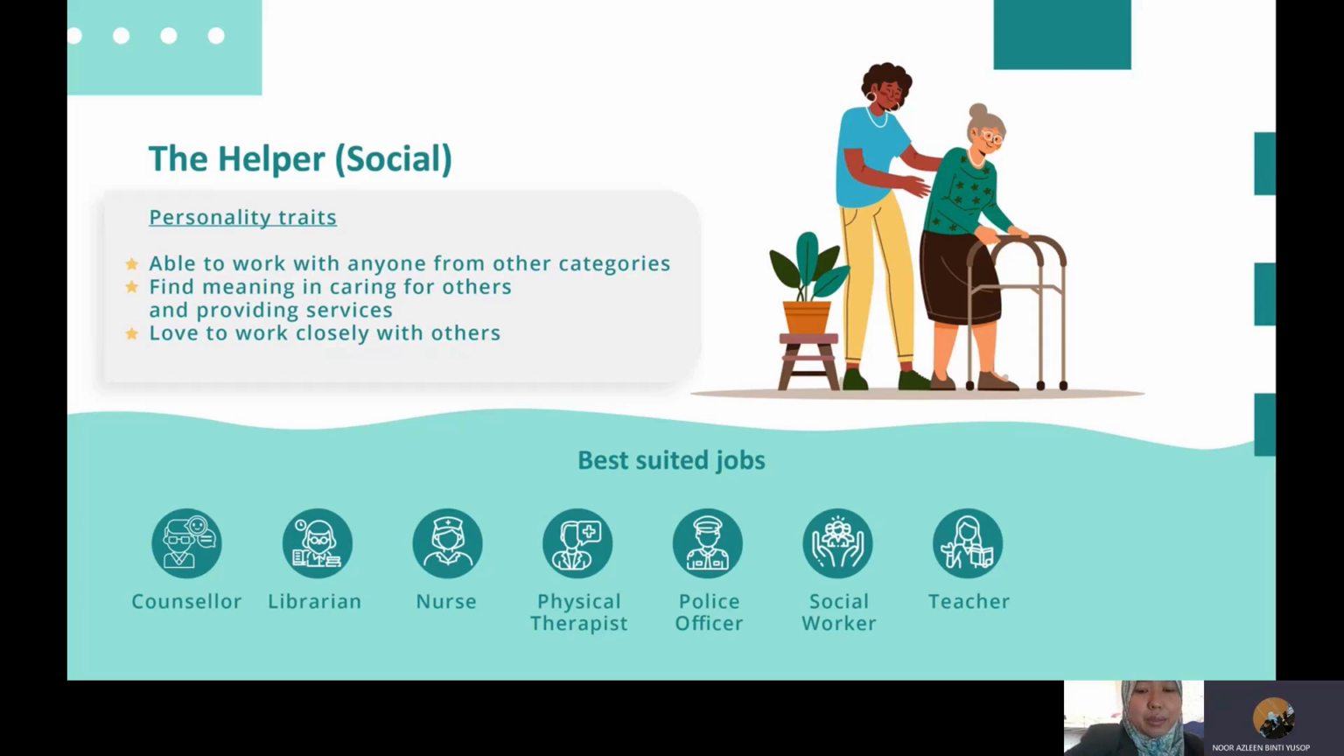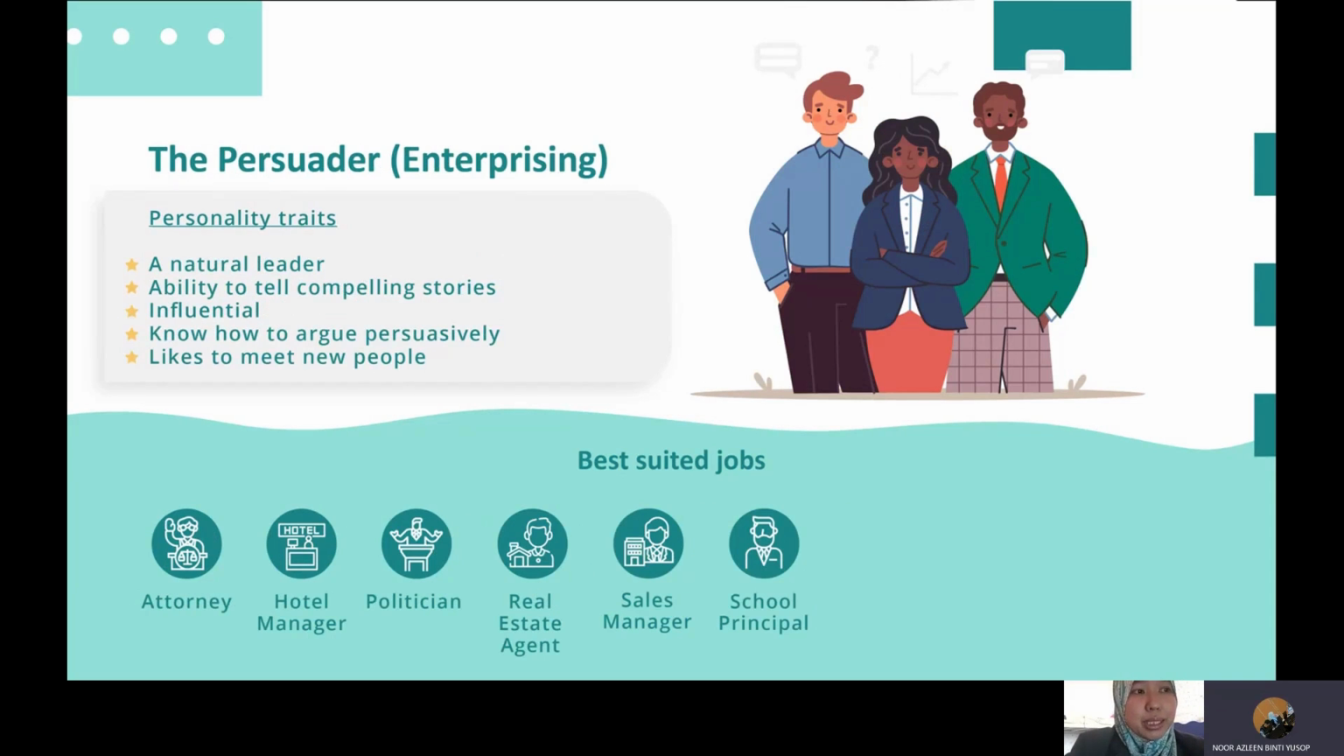Okay, the next type is the enterprising, also known as a persuader. I think in this class we have a few of our friends who have small business skills, which are Atira, Abid, Cikgu Hafiz, Ira.